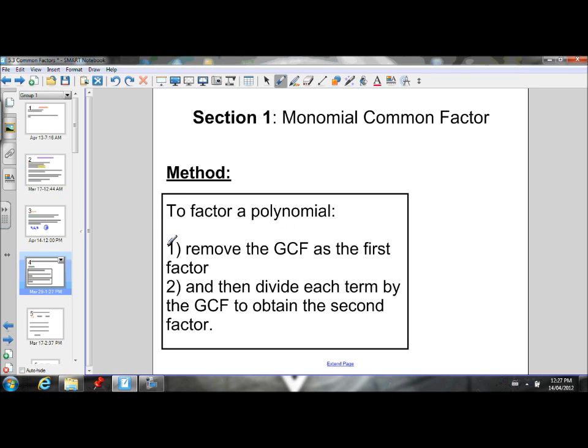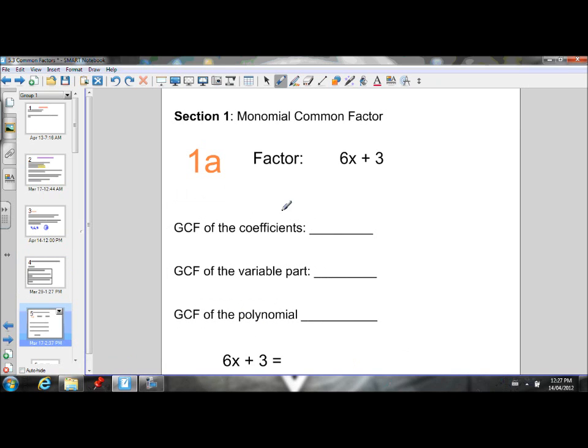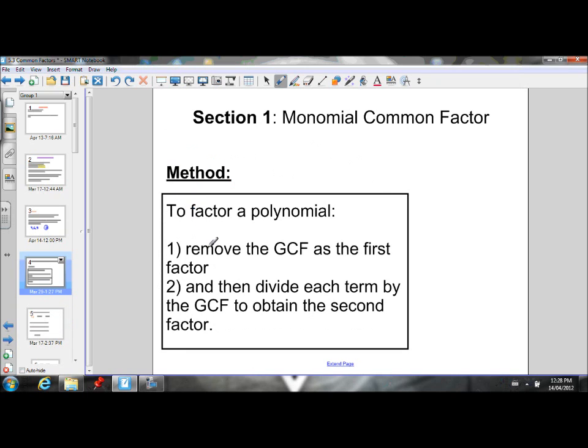In order to common factor out one term of a polynomial, we first remove the greatest common factor as the first factor, and then divide each term by the greatest common factor to obtain the second factor. Let's take a look at what that looks like, and I'll explain algebraically why we're allowed to do this. If I give us the polynomial 6x plus 3, let's look back at our rules. To factor a polynomial, we remove the greatest common factor as the first factor, and then divide each term by the greatest common factor to obtain the second factor.